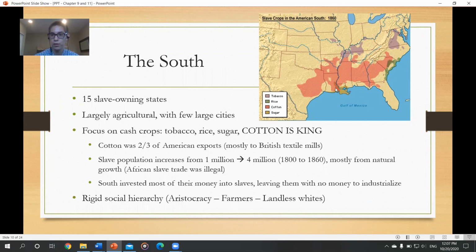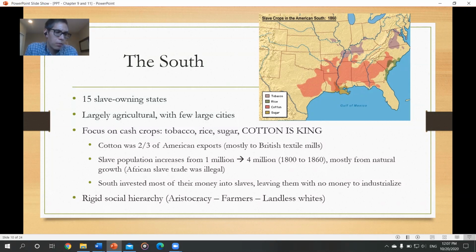This map shows us which crops are the main ones, and you can see cotton is king, sometimes nicknamed King Cotton, because cotton was really what ran the Southern economy. Some tobacco, some rice, some sugar, but again, cotton is really the main crop. It says here cotton was 2/3 of American exports, and so the US is sending mostly cotton abroad, mostly to England, to the British textile mills as England is industrializing.